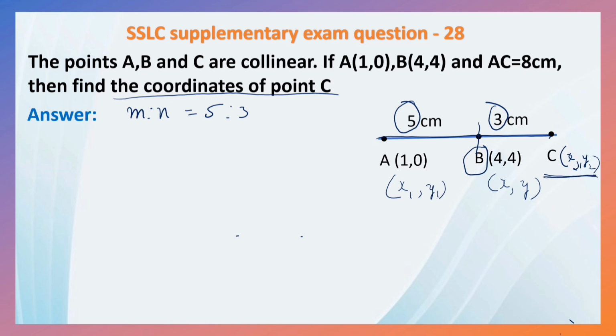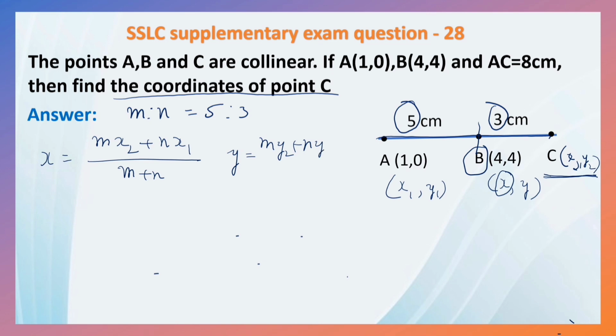According to the section formula, coordinate of x is equal to m x2 plus n x1 upon m plus n. Coordinate of y is equal to m y2 plus n y1 upon m plus n.